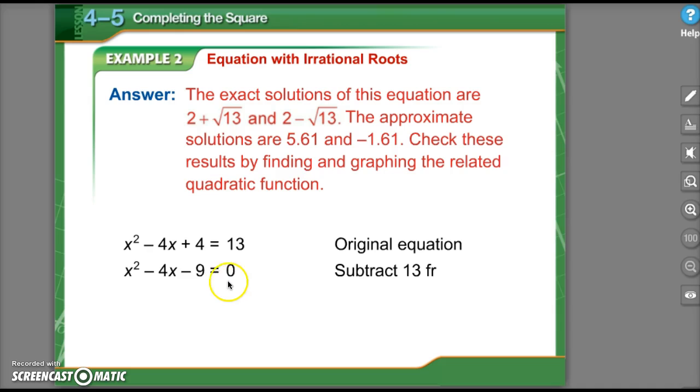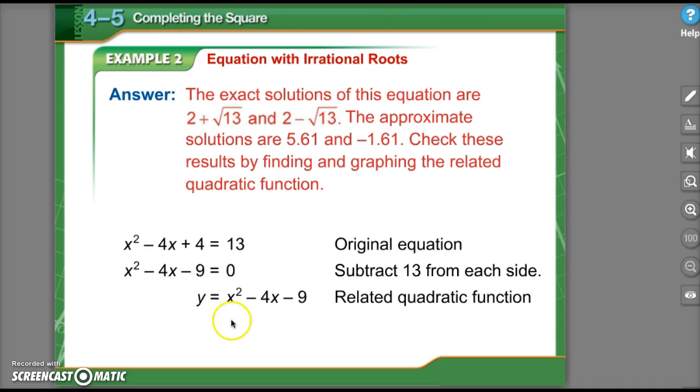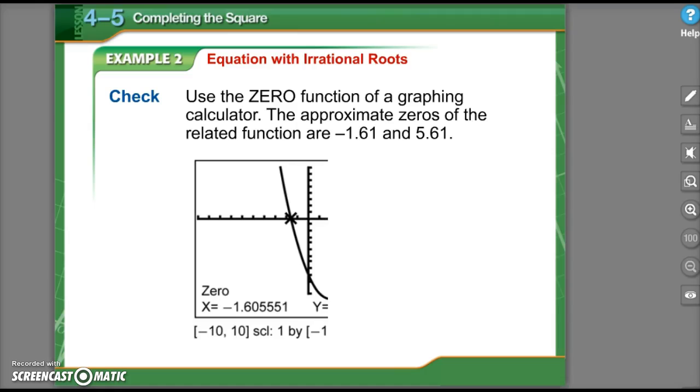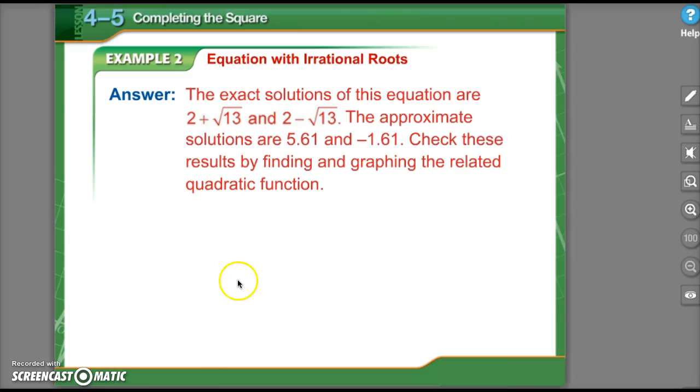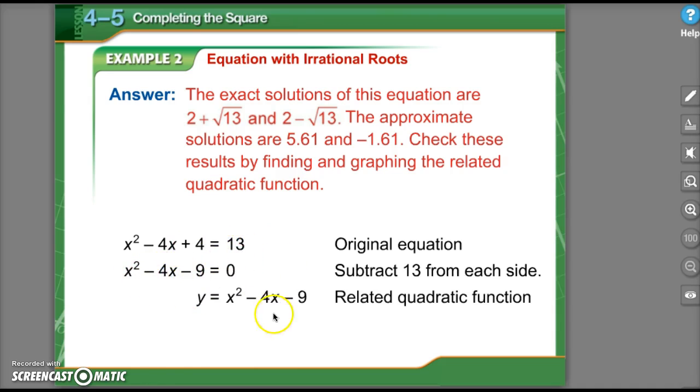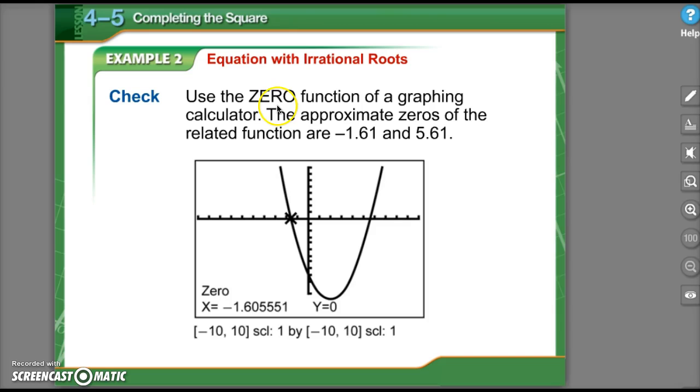And again, you can always plug your answers back in and just check to make sure that the two sides come out to be equal. Notice what they did on this previous slide is they pulled everything over to the left side of the equation, move this 13 over, so you get this equation x squared minus 4x minus 9. And then on this next slide, they're going to throw that equation in the calculator and use the 0 function that we showed in class. And notice this first 0 is at the negative 6.1, which we found already. And then over here, if you do the same function again, you'll get 5.61 over on this side.